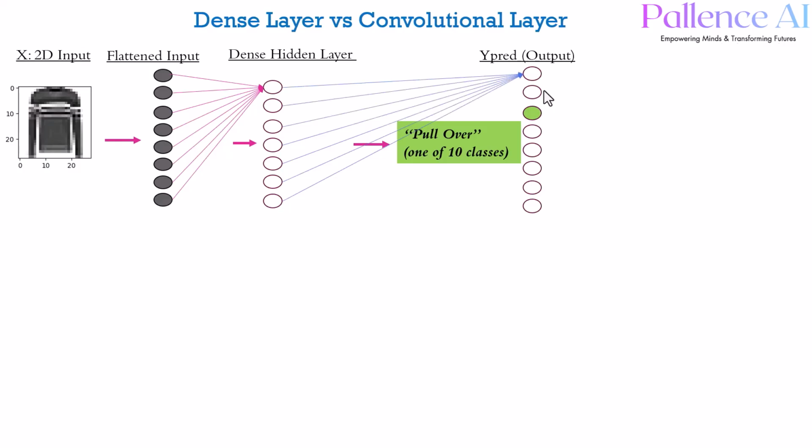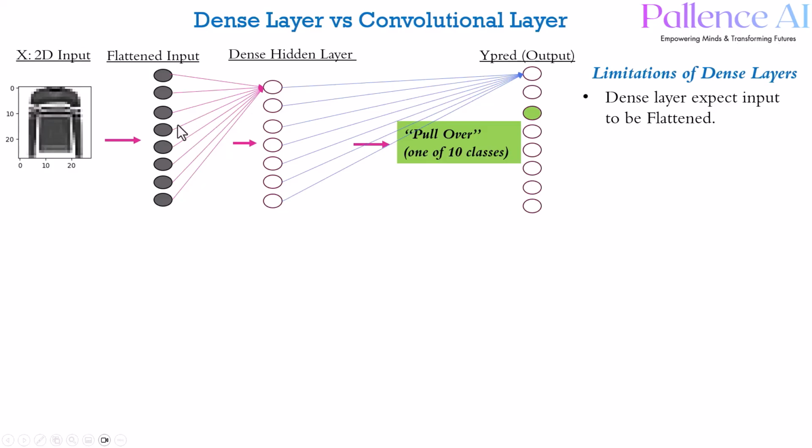Well, apparently, there are some limitations here. Okay, some limitations of dense layers. Let's look at that. What are the limitations? Well, first of all, for the dense layer, you expect the input to be flattened. That's just one of the limitations. So you need to flatten this input. You can't directly use a 2D input for the hidden layer. You first flatten it, and then you apply a dense layer on top of it.